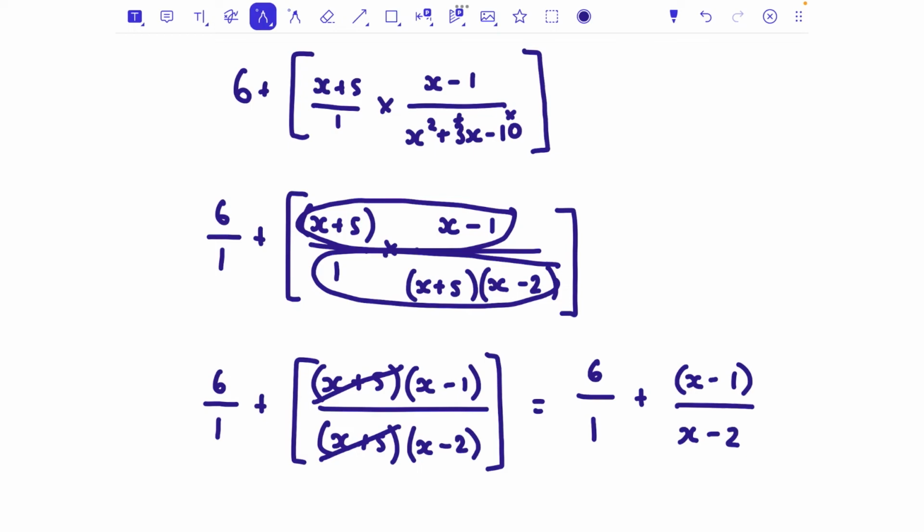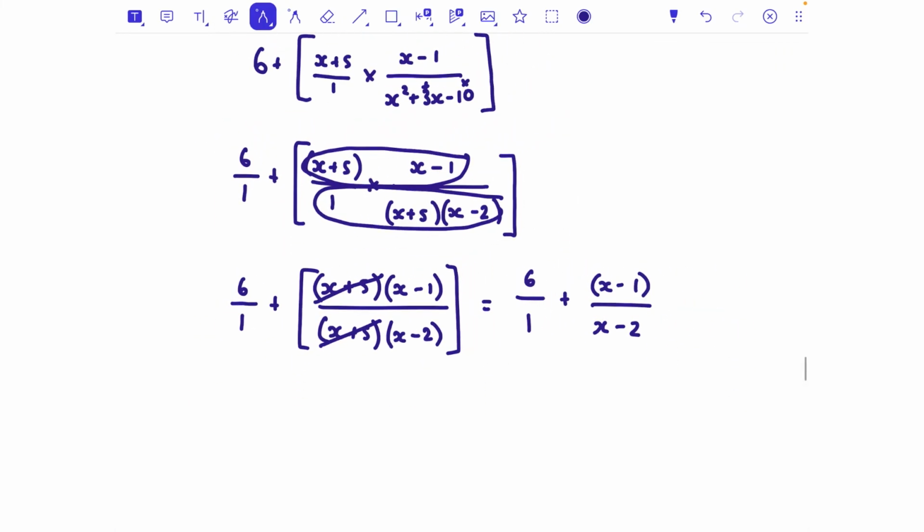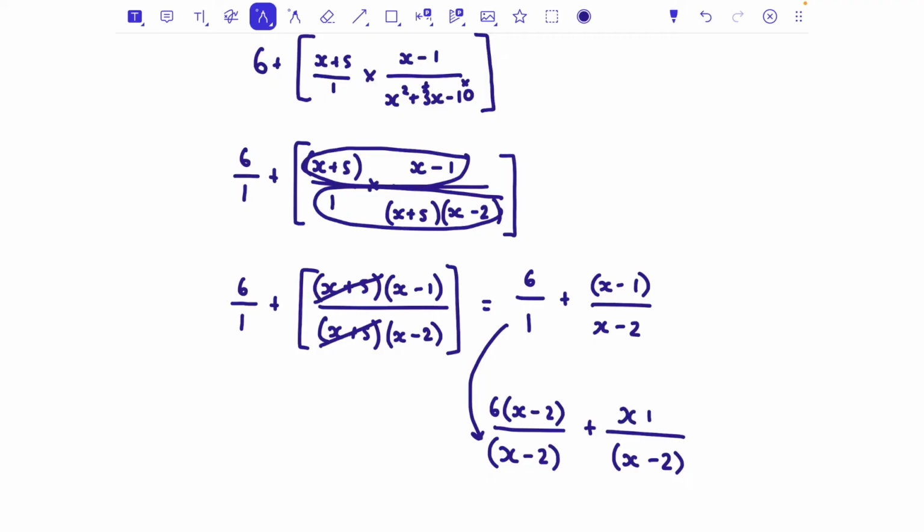And I can't add fractions unless I make the denominators the same. So what I'm going to do to make these denominators the same is I'm going to make both of them out of x minus 2. So this fraction is already out of x minus 2. And to make the first fraction out of x minus 2, I've multiplied the bottom by x minus 2. So I also need to multiply the top by x minus 2. Oh, that's not a plus, that's a minus.